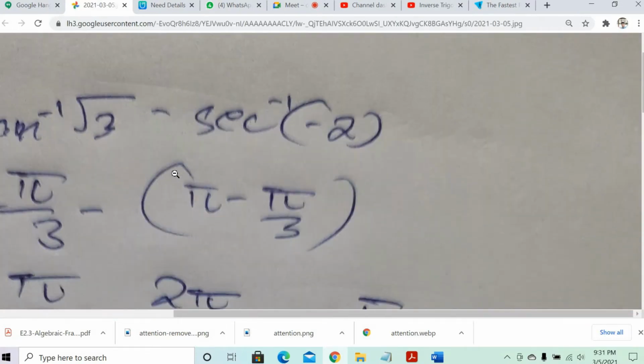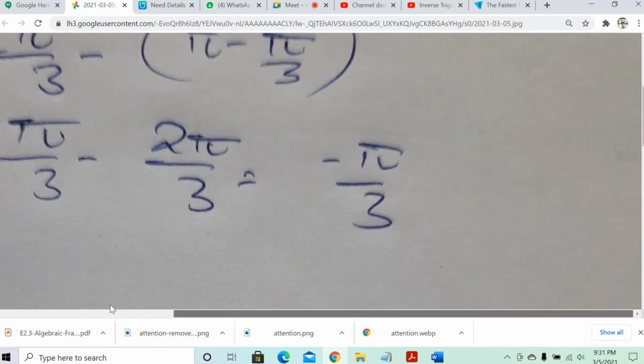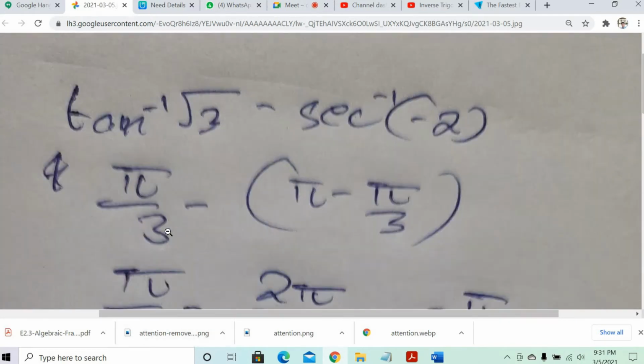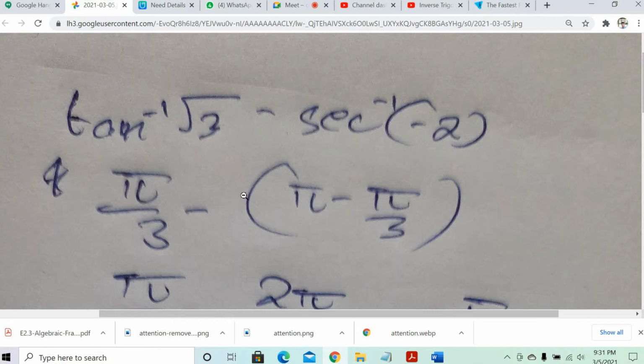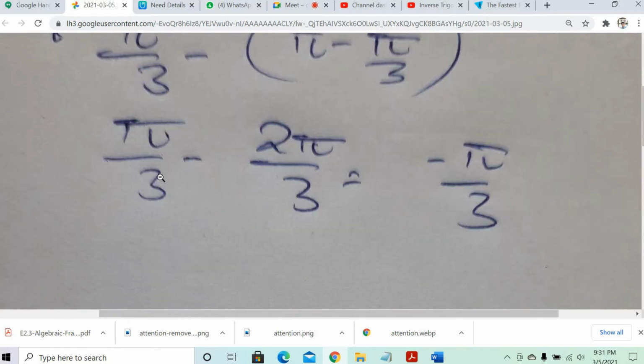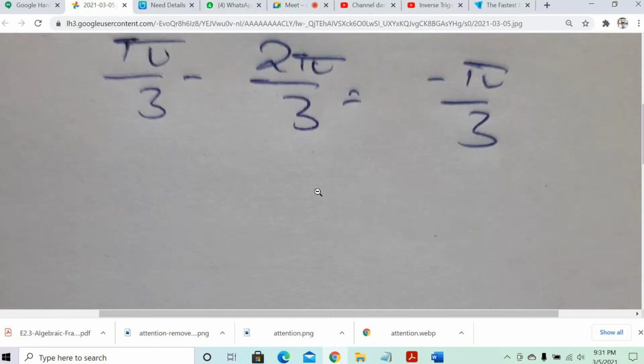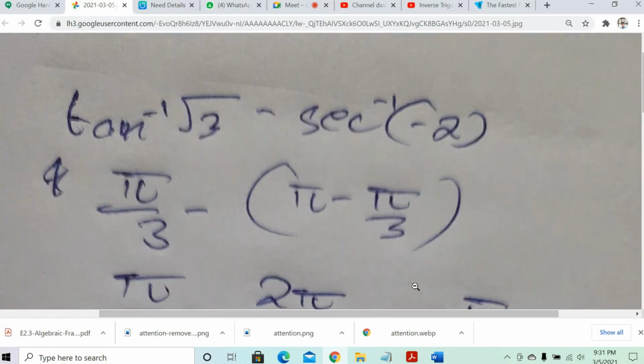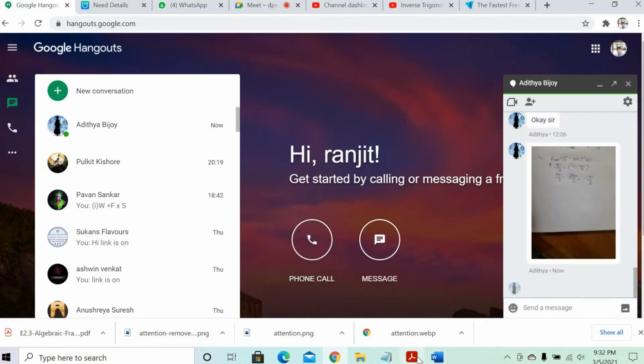So I sent it. Yeah, let me just check here. So it's correct. Pi by 3 is there, and then minus secant inverse and pi minus pi by 2 pi by 3. So it's fine. Pi, yeah, absolutely correct, Vijay. The answer is correct. Okay, good. You understood this part.